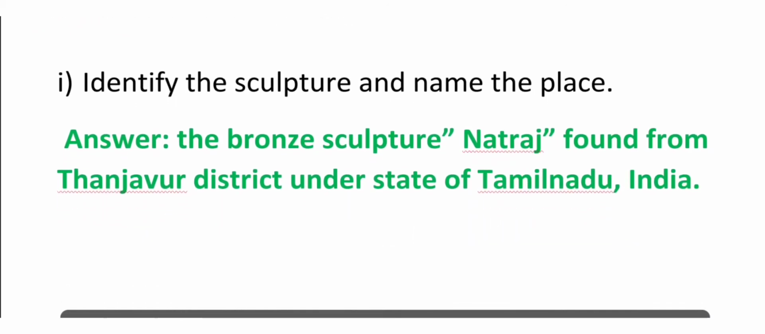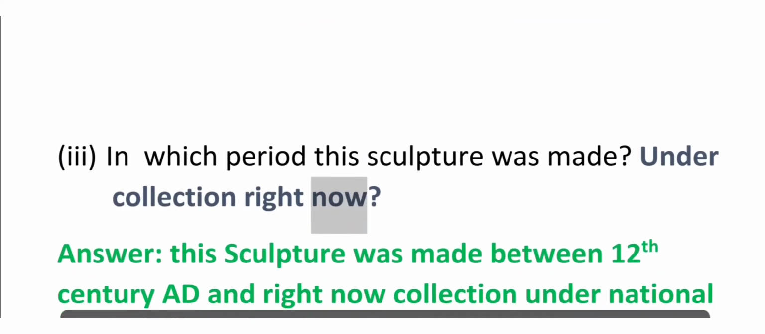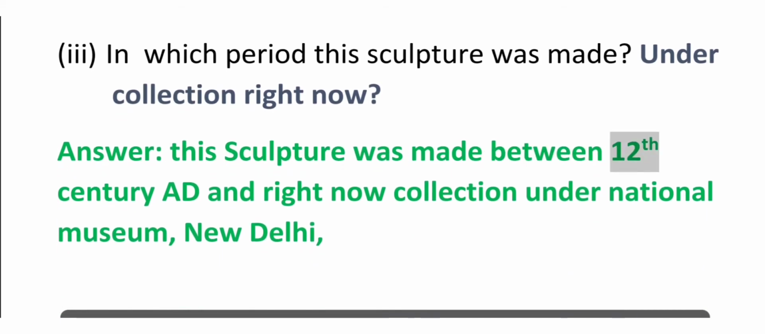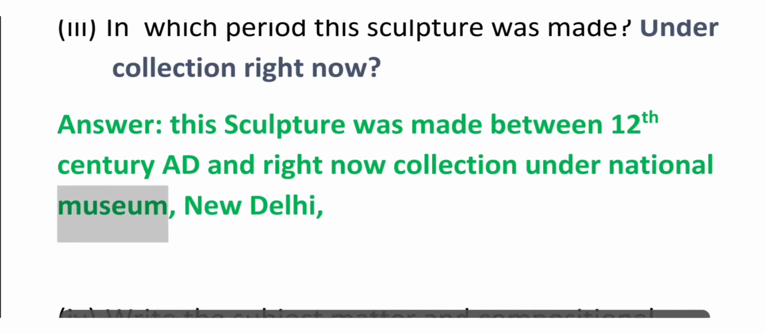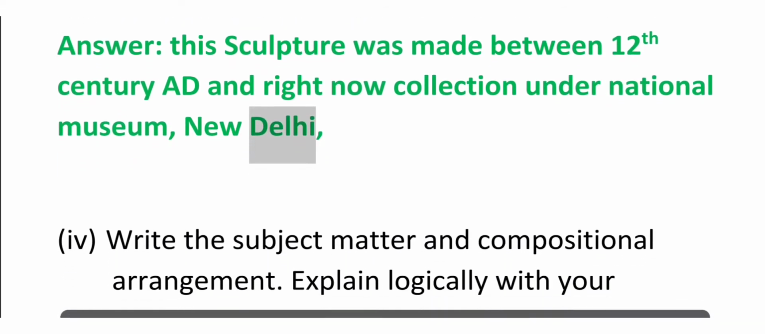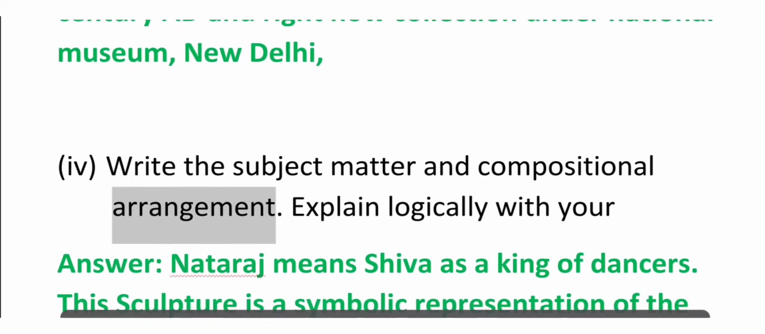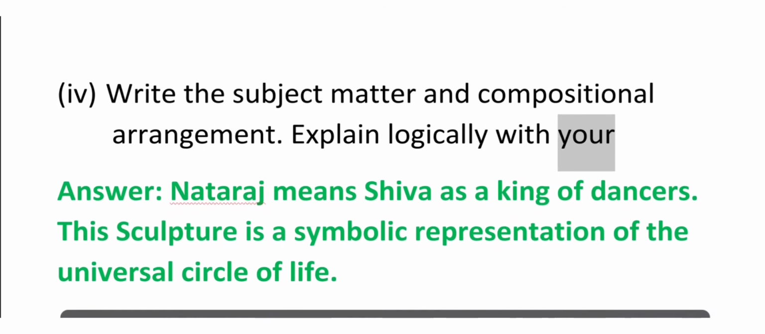In which period was this sculpture made? Under whose collection right now? Answer. This sculpture was made between the 12th century AD, and right now it is in the collection of the National Museum, New Delhi. Write the subject matter and compositional arrangement. Explain logically with your answer.